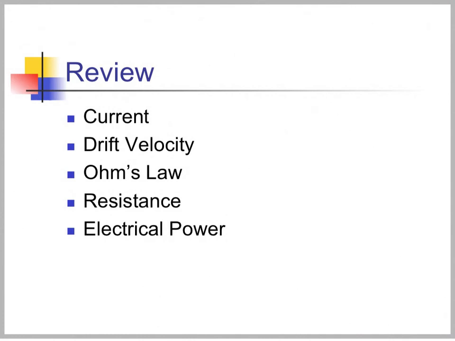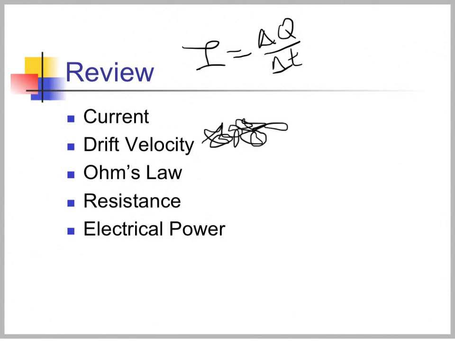So to review what we talked about today, we started talking about current. The definition of current is I is equal to change in charge over the change in time. We talked about drift velocity, how an electron might go all over, but eventually it drifts from one side to the other, and what some typical values of drift velocity are. We talked about Ohm's law, a relationship between current density and electric field, or between current and potential difference. We talked about what resistance is and what a resistor is, and finally we ended up talking about electrical power.